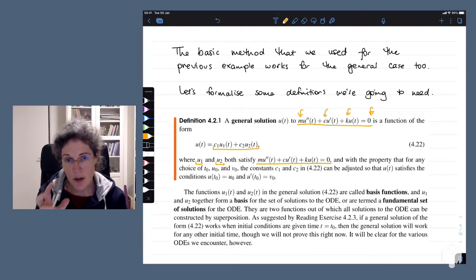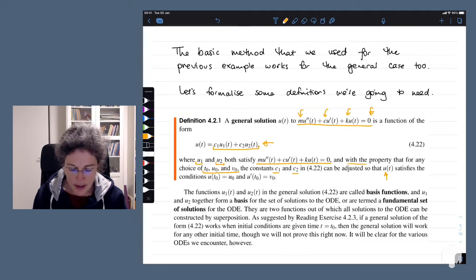But it's not quite the whole story. There is a condition that needs to be fulfilled in order for this to be a general solution. And that condition is that for any choice of t0, u0, and v0, so for any initial conditions, the constants c1 and c2 in our general solution can be adjusted so that our general solution satisfies the initial conditions u(t0) = u0 and the velocity, so u'(t0) = v0. So this property is quite important. We're going to see in a little bit what happens if your u1 and your u2 don't match that criterion.